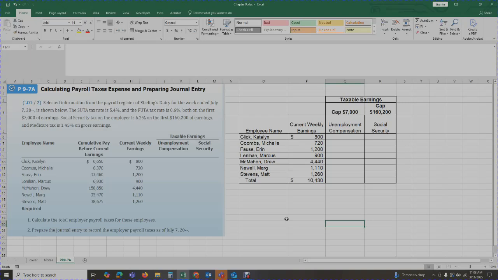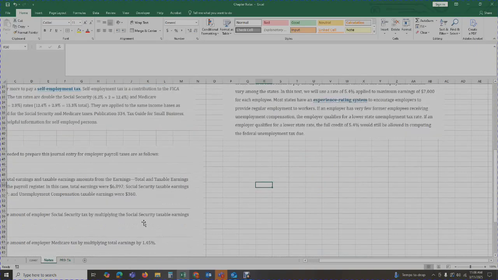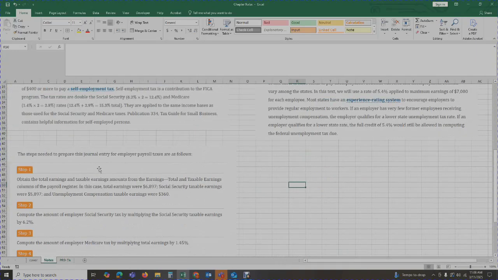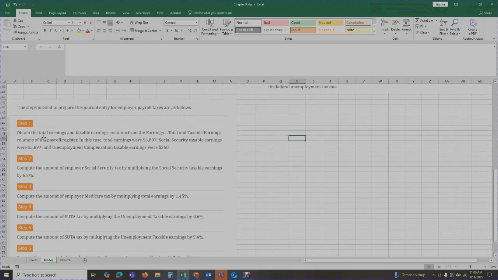Once we calculate the payroll taxes for the employees, we're going to prepare the journal entries to record the employer payroll taxes. Let me go back to the notes. In your textbook, there is a section that outlines the specific steps that you have to complete to be able to do your journal entry. The steps needed to prepare this journal entry for employer payroll taxes are as follows. Step number 1, you're going to obtain the total earnings and the taxable earnings amounts from the earnings. We're going to figure that out.